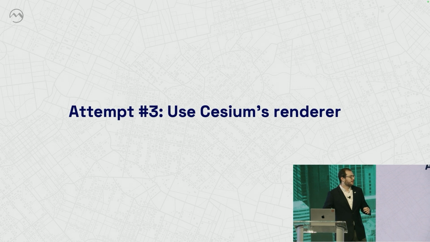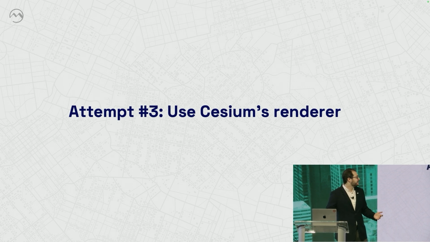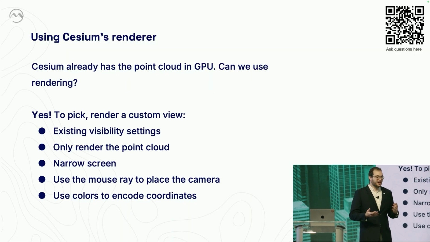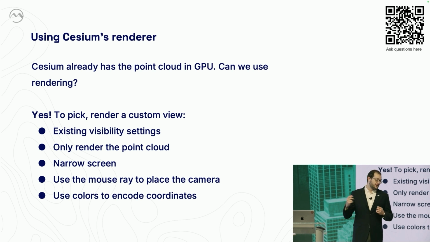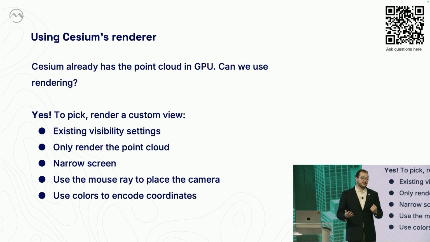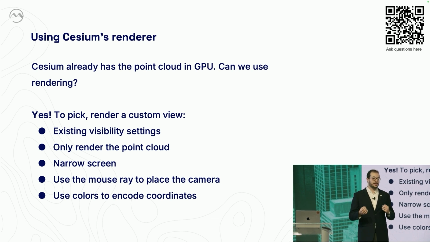So we thought to ourselves, Cesium already has all the points in the GPU. What if we use the GPU? So this is our current approach. We are using the point cloud in the GPU for our picking. And so how do you use the points in a GPU? Well, you have to render something. Can we use rendering to pick a point?